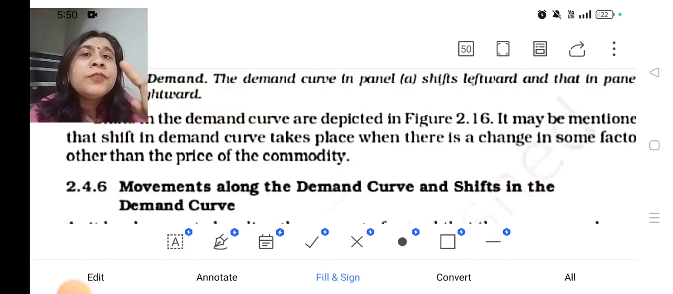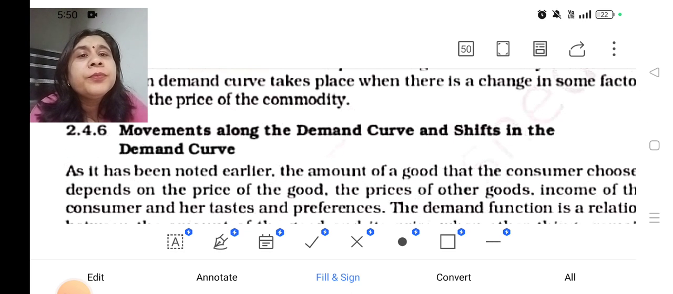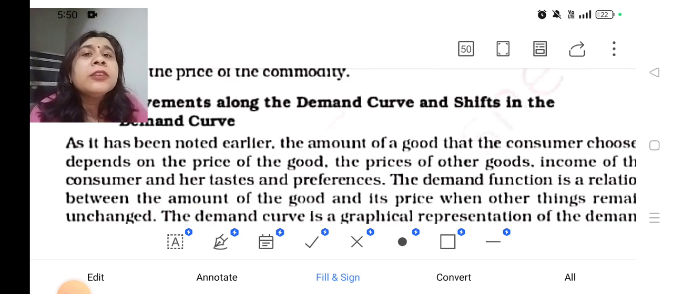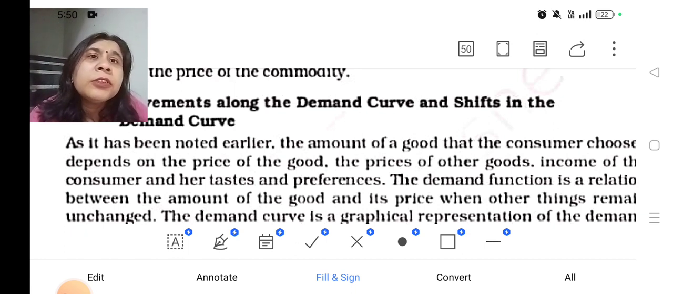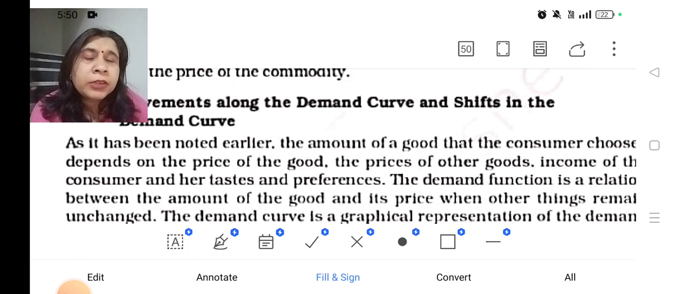On the other hand, a shift in the demand curve will take place due to the other factors which change, and not the price, then only the demand curve will shift. See, the amount of good that the consumer chooses depends upon the price of a commodity, as I already explained to you, that the consumer is very much price sensitive. But now when we learn about the shift in the demand curve, we will keep the price factor constant and we will keep the other factors active. Demand function is the relation between the amount of a good and its price when other factors remain unchanged.